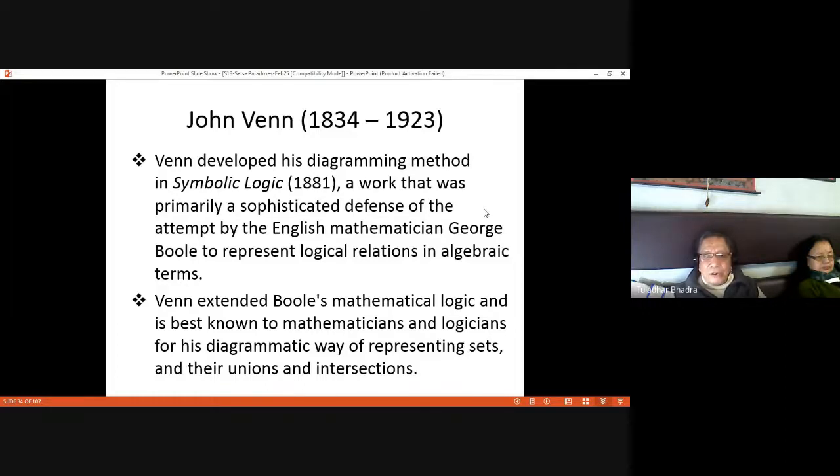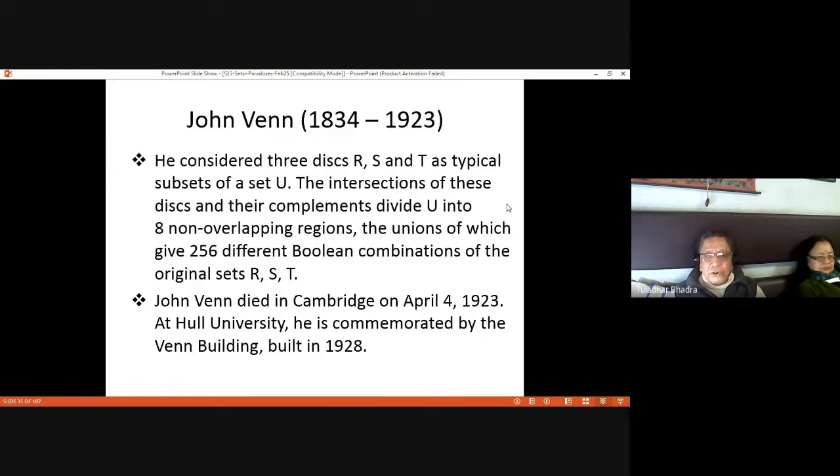It was a work that was primarily a sophisticated defense of the attempt by the English mathematician George Boole. So there is Boolean algebra to represent logical relations in algebraic terms. Venn extended Boole's mathematical logic and is best known to mathematicians and logicians for this diagrammatic way of representing sets and their unions and intersections. He considered three sets R, S, and T as typical subsets of a set U. The intersections of these sets and their complements divide U into 8 non-overlapping regions, the unions of which give 256 different Boolean combinations of the original sets R, S, and T.